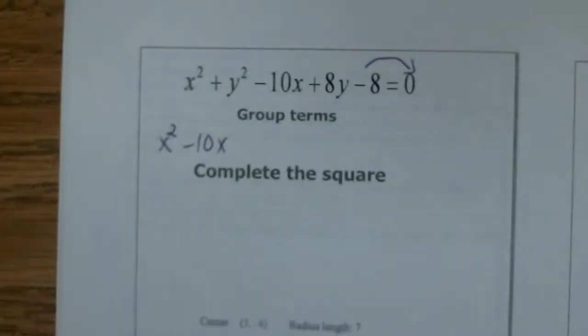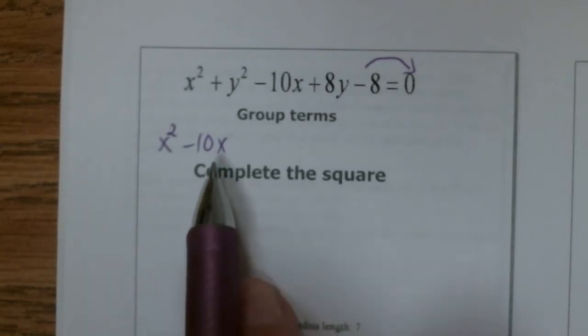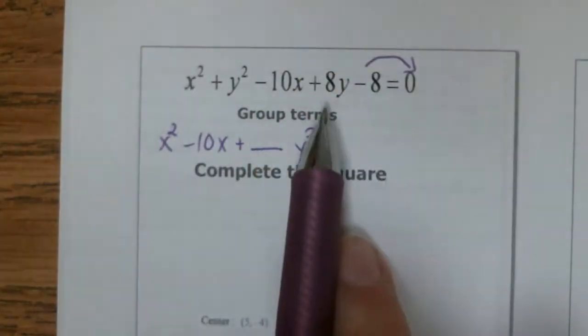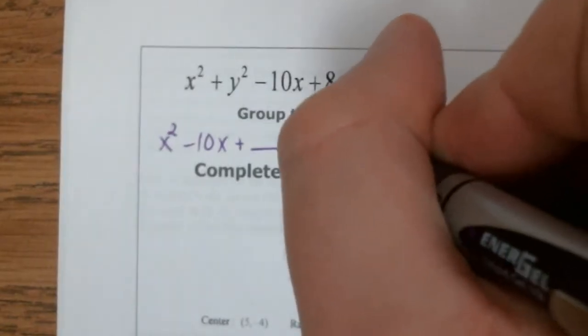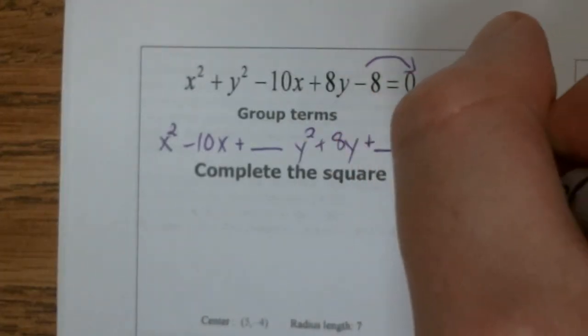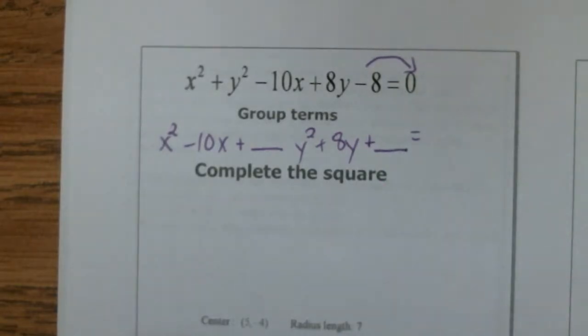Okay, so let's put our x's together. We're going to have x squared minus 10x, and then I have to leave room to complete the square, so there's our infamous plus blank. Now let's put our y's together. We've got y squared plus 8y, and then another blank. So we're actually going to have to complete the square twice on these problems. Sounds like a lot, but it's really not that bad, trust me.